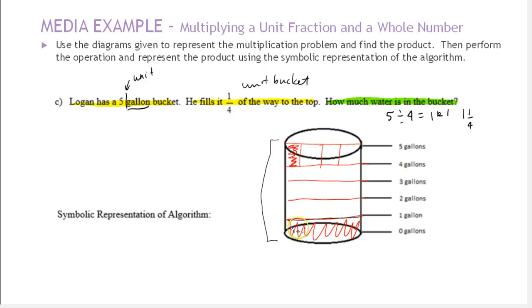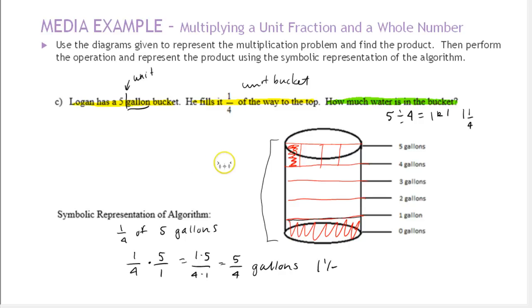So for the algorithm, we want 1/4 of 5 gallons, which is 1/4 times 5 over 1. You don't have to put this 1 here, but remember that you're multiplying the top numbers, and if you don't put a 1 here, it's an implied 1 when you multiply across. So this is 1 times 5 over 4 times 1, which is 5/4 gallons, or 1 and 1/4 gallons.